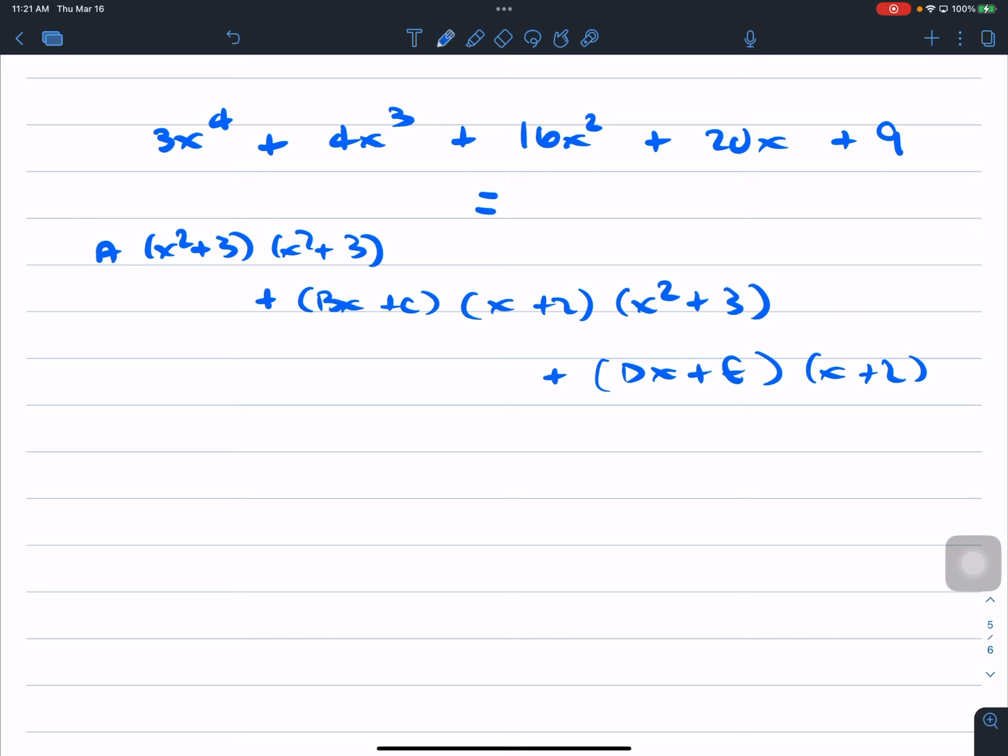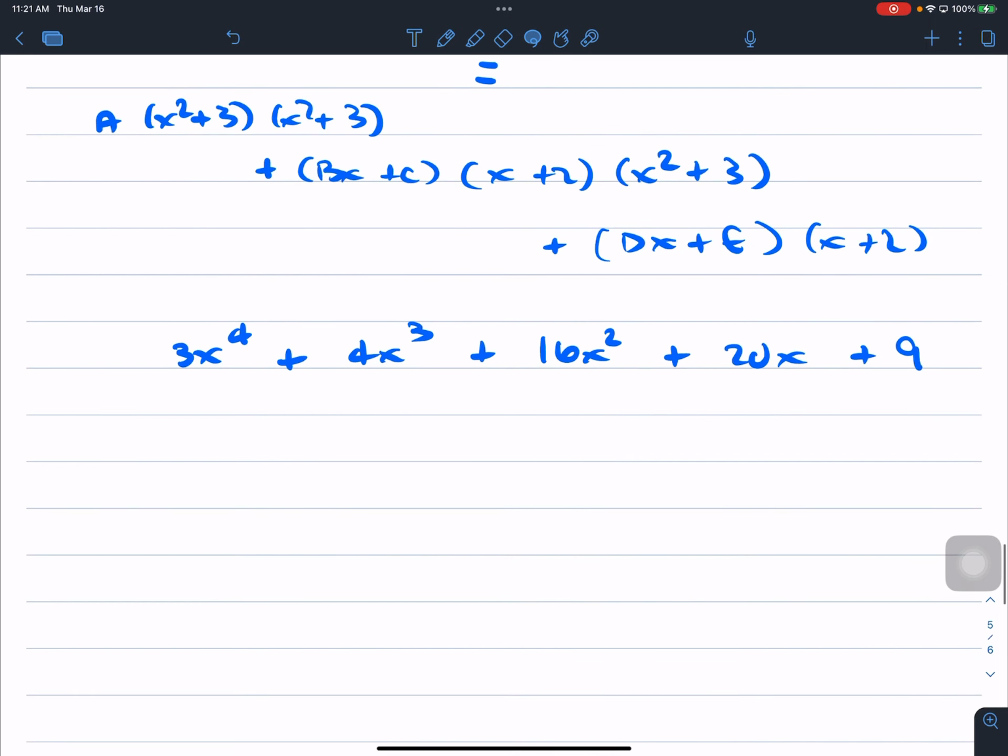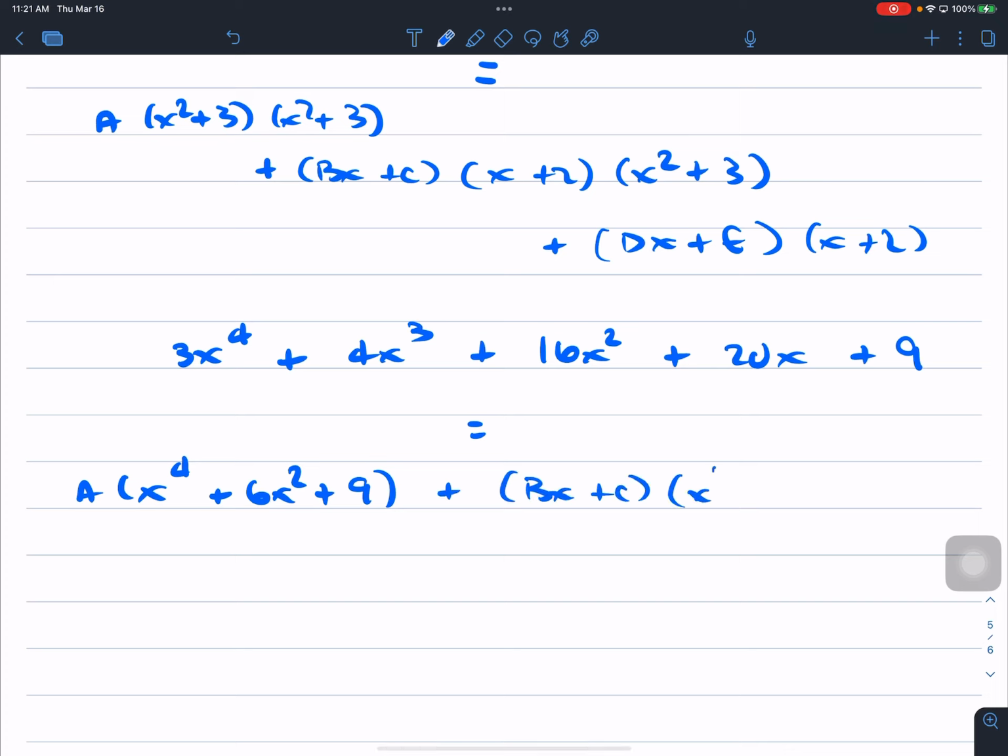Okay, so I'm going to start to do a little bit of algebra. Copy this one here. Paste this one. And this is where my algebra is going to equal. I think this is going to be A. And you get what? x to the fourth plus 6x squared plus 9. Okay. Plus the (bx + c). I'll leave that there. And now this is going to be x cubed first, outer 3x, 2x squared plus 3x plus 6.